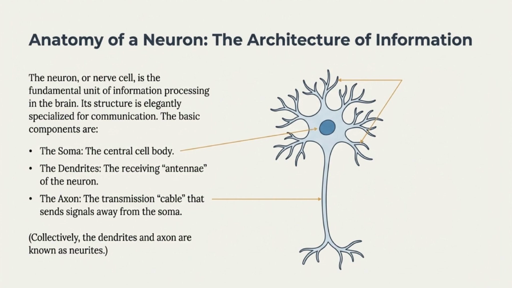Next, we examine the anatomy of a neuron, which represents the architecture of information. The neuron, or nerve cell, serves as the fundamental unit of information processing in the brain. Its structure is elegantly specialized for communication, consisting of three basic components. First is the soma, the central cell body. Second are the dendrites, acting as the receiving antenna of the neuron. And third is the axon, the transmission cable that sends signals away from the soma. It is important to note that collectively the dendrites and axon are referred to as neurites.